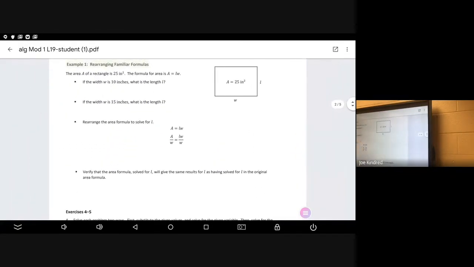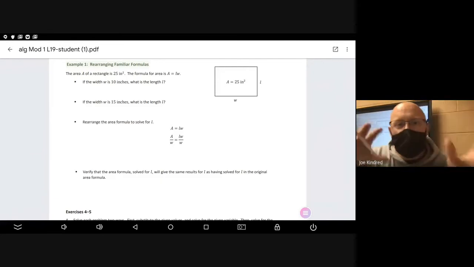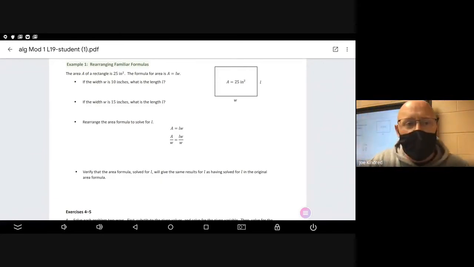So then they start talking about, well, what else can we do with this? Well, we can apply it to context problems. For instance, we should remember that the formula for area of a rectangle is length times width. And so we're going to work through this exercise here and then hopefully wrap this up in just a few minutes, because this is really what we're doing in lesson 19. We're rearranging and solving for different variables. So let's take a look at this first example.